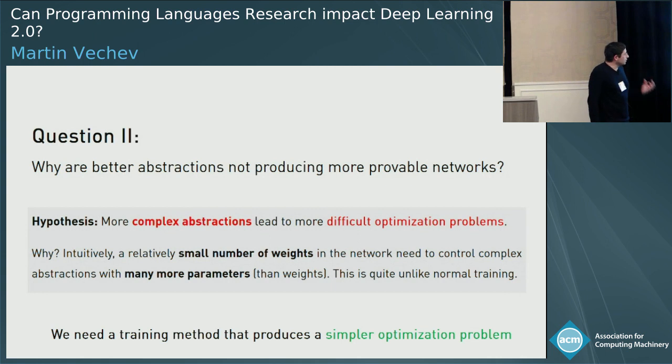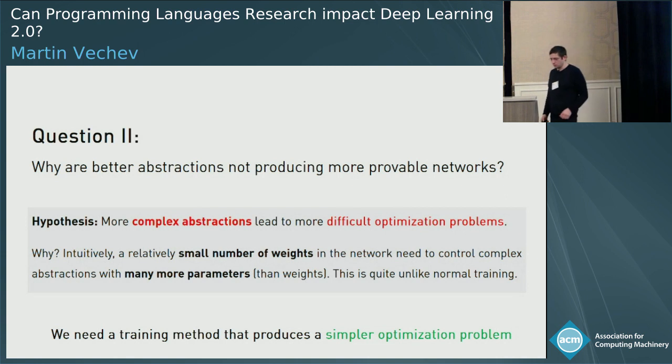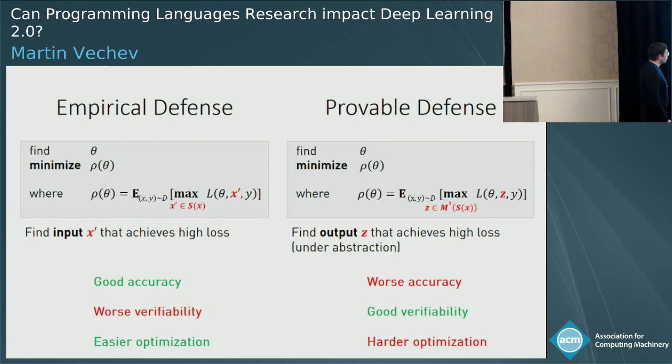And so what you need fundamentally is a training method that is a bit different than the one I showed you, similar in spirit, but that produces a simpler optimization problem. To see what the simpler optimization problem would look like, we need to put them side by side and look at the extreme points. I presented it in this particular way so that you can see it very easily.